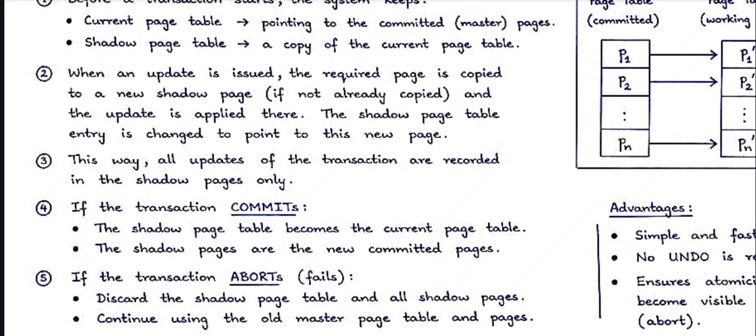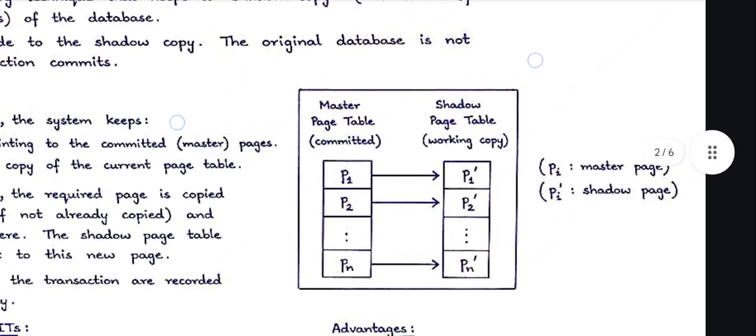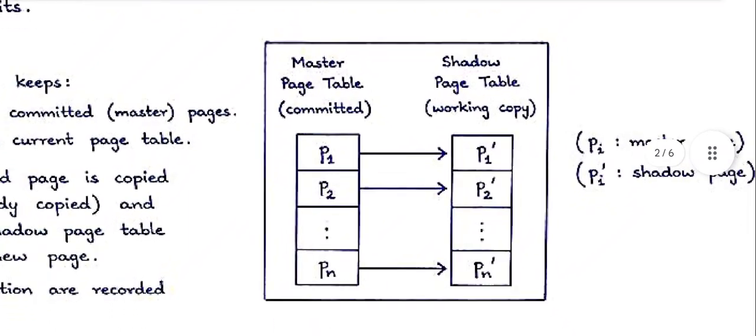If the transaction aborts or fails, discard the shadow page table and all shadow pages. Continue using the old master page table and pages, as given in this diagram. Master page table, which is committed: P1, P2 to Pn. Shadow page table, working copy.